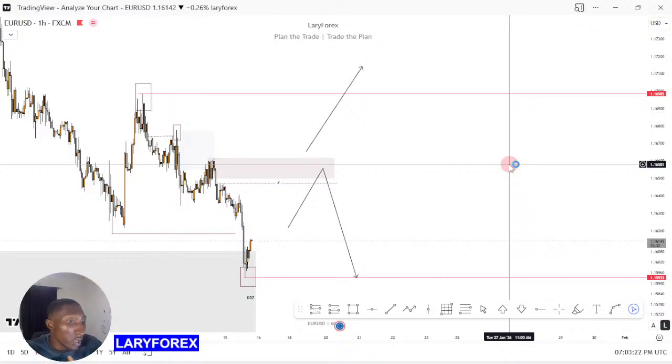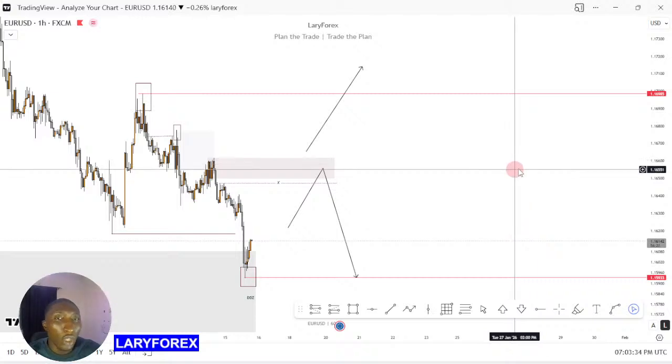But now the current trend is bearish. And if the current trend is bearish, then we should be looking for sell until price tells us otherwise. Are you guys following? So what do I do?